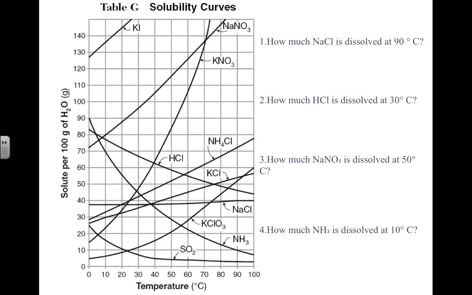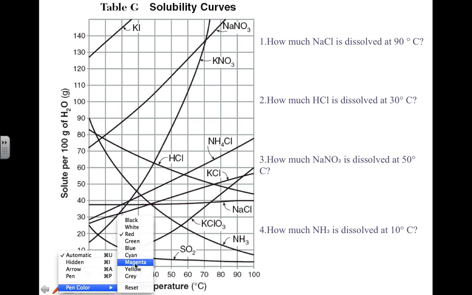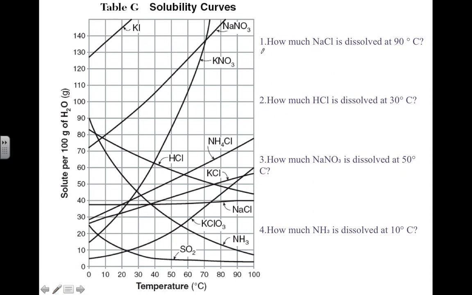All right, this is a solubility curve. So I'm going to use a pen with a different color. Let's use magenta to give us the idea of what's going on here. Temperature's on the bottom, and solute is on the side. Basically, this is telling you that your solute is dissolved in 100 grams of water.